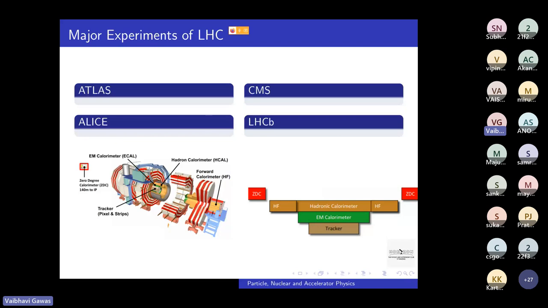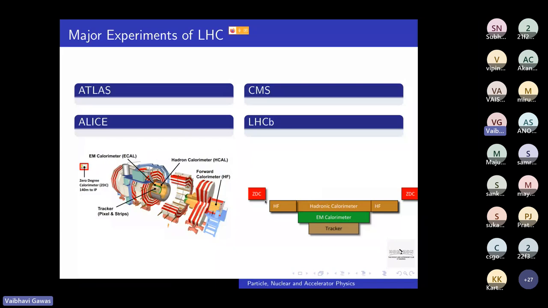So after the tracker, you have the electromagnetic calorimeter, which measures the amount of energy, EM energy, or the number of photons that hit this electromagnetic, ECAL calorimeter. And after that, you have the hadron calorimeter, which measures the energy of hadronic particles hitting. And beyond the hadron calorimeter, you have something called a zero degree calorimeter, which is situated at these edges. It's not covering the entire detector, but it is situated at the edges and detects the remaining particles.